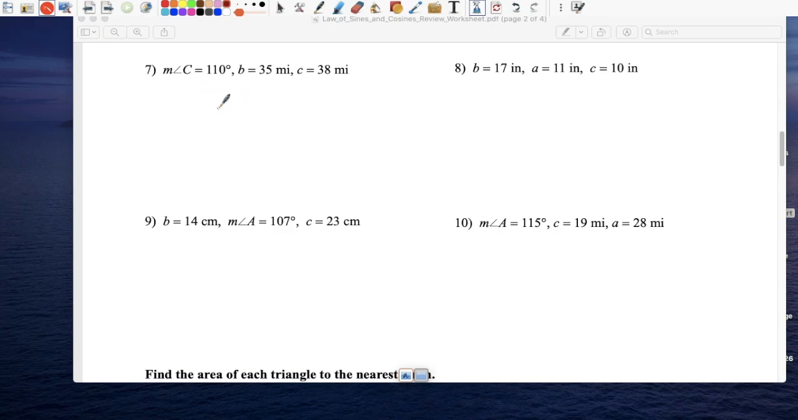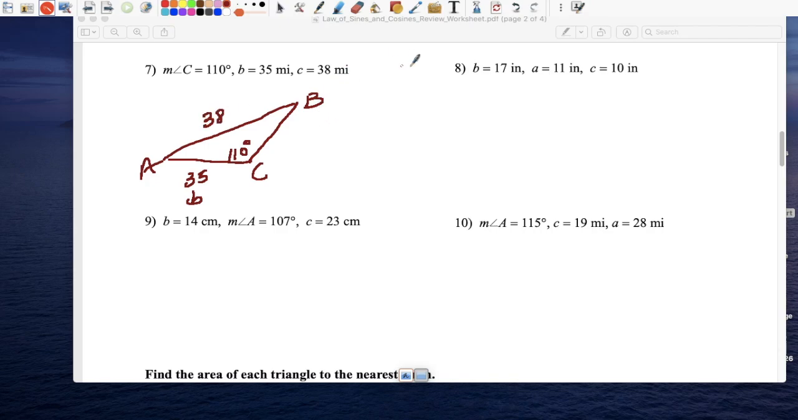First. Let me do 7. So for 7, we know that, let's call this A, let's call this B, and let's call this C. So we're saying that C measures 110. Let me make that a little better. There. C measures 110. That's A and that's B. So little b here measures 35. Little c here measures 38.